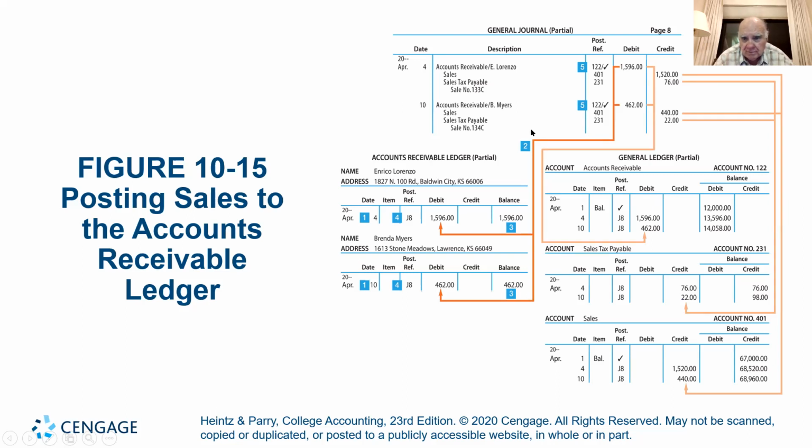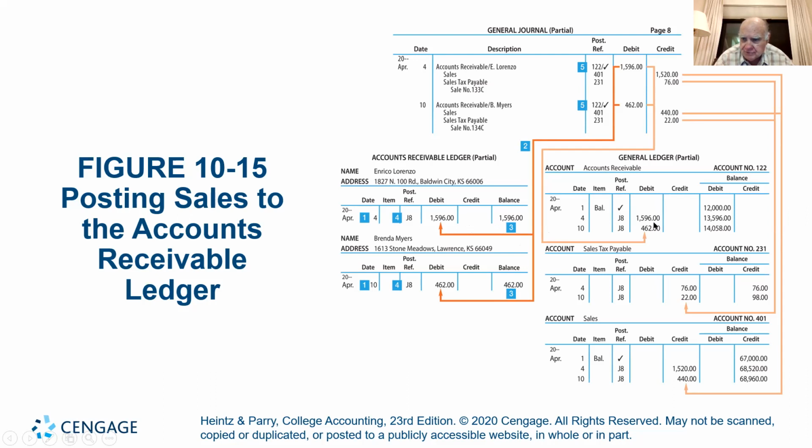So when we recorded this debit here, 1596, we had to add that as a debit here as well. We had to post a debit to increase the balance that Lorenzo owes us. Same thing with Brenda. We charged her $462, including the sales tax, so she now owes us $462. When Lorenzo pays us, you'll see it on that side, and we'll reduce that down.